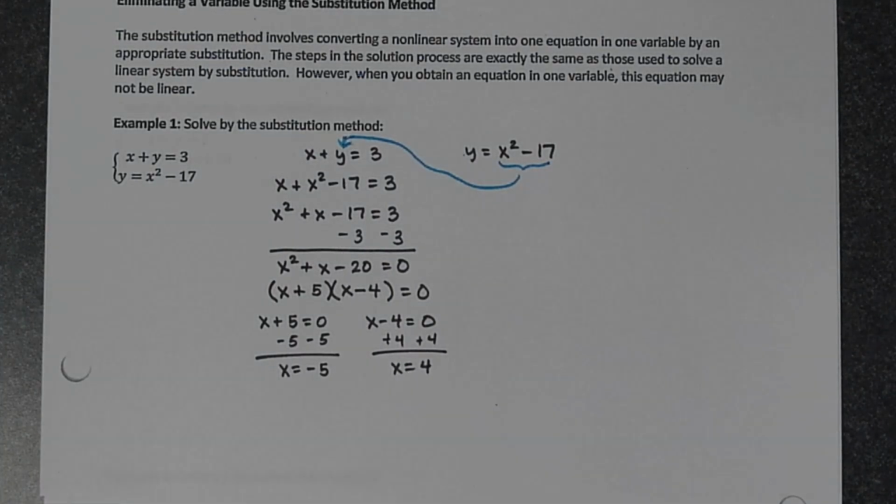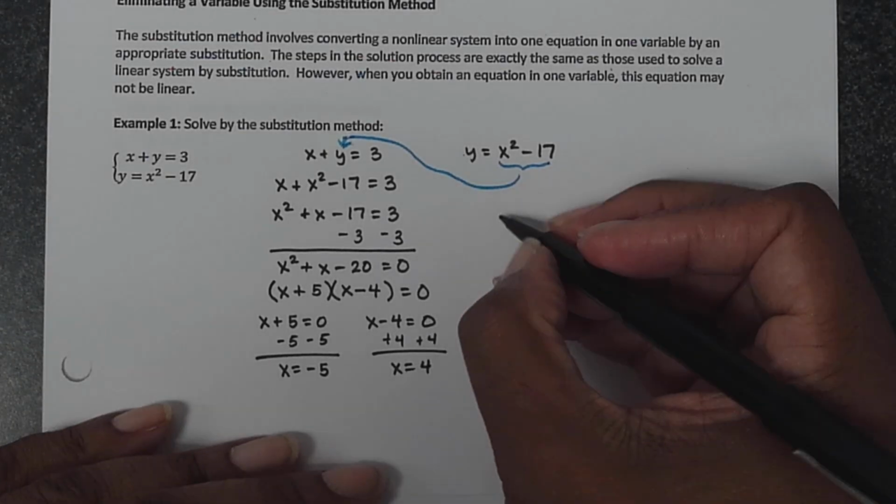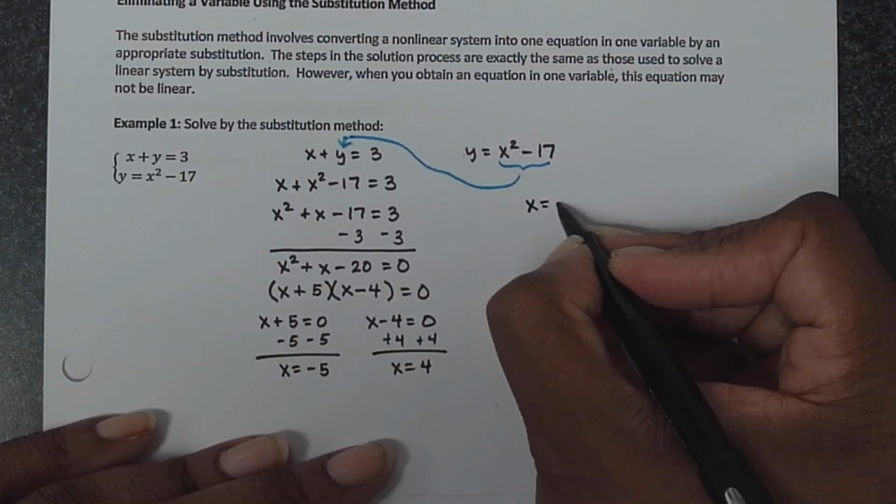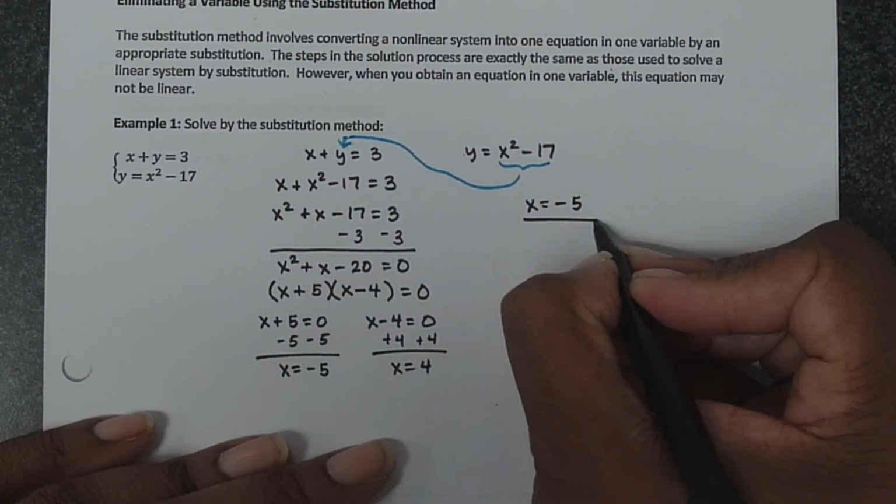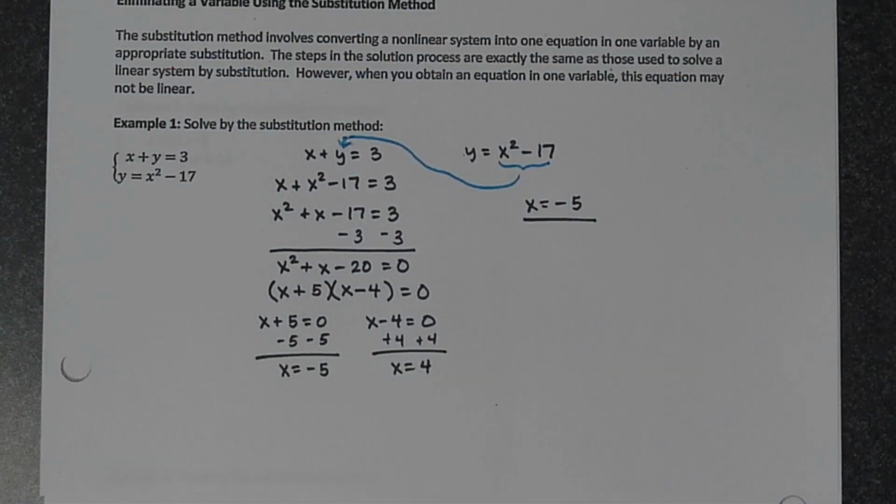So I get two x values here. Each one of them I'm going to find out what y is. I got x equal negative 5 and x is equal to 4. So for each x, I'm going to find out what y is. So let's start off with x is equal to negative 5 and find out what that y value is. Because I know that this system is going to intersect at two different points.